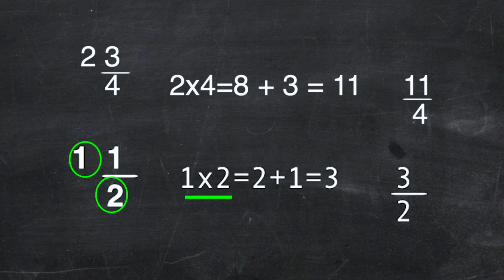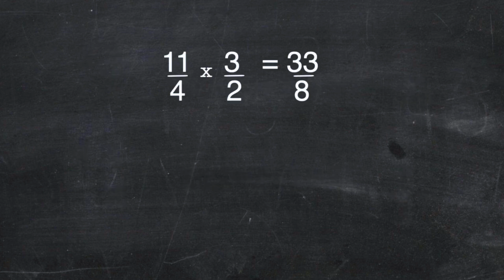Then 1 multiplied by 2 gives us 2, added to the numerator of 1 to give us 3, which would give us 3/2. We then multiply these 2 improper fractions. Now, can the numbers be simplified vertically or diagonally? No, they cannot. Therefore, we multiply horizontally.